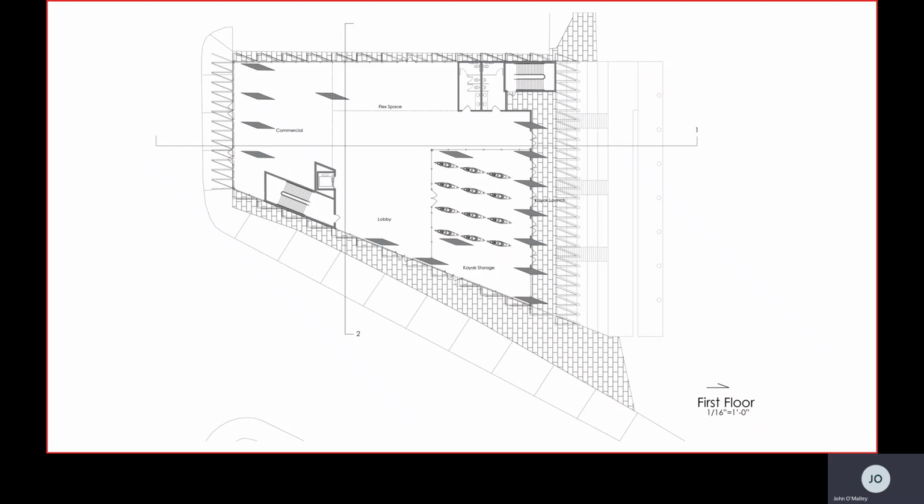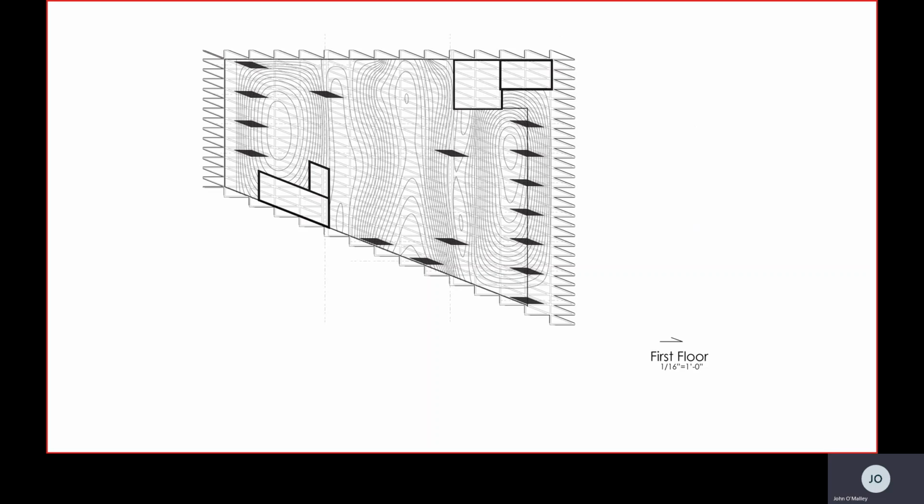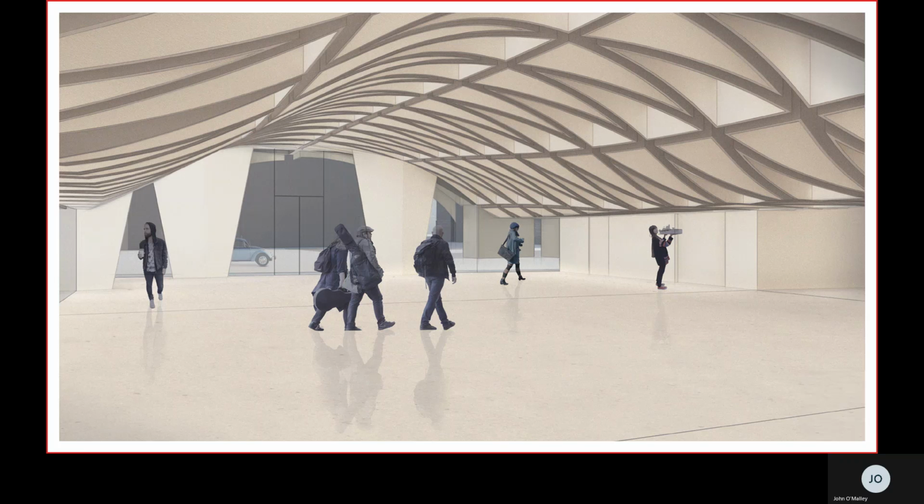There's an expansion in the ceiling above the lobby created by cutting the GFRC sleeves. We can see this cutting of the sleeves in our contour drawing here, with 2 smaller expansions above the kayaking space and the commercial space. In the rendering, we are looking east towards the main entrance and can experience this expansion in the roof.